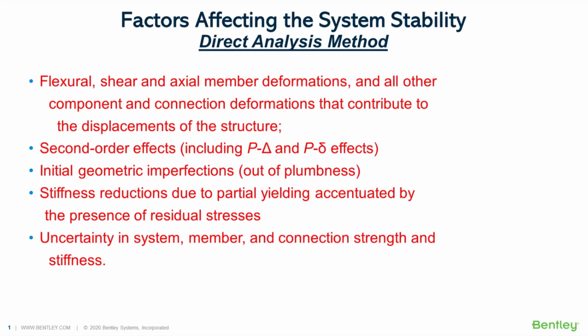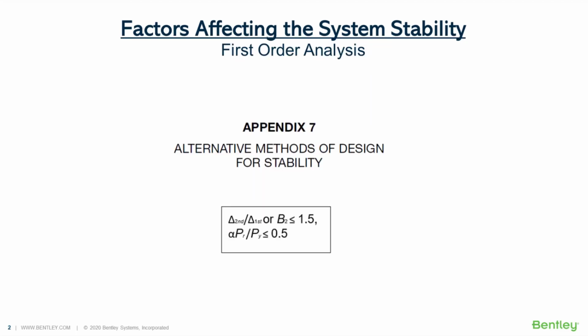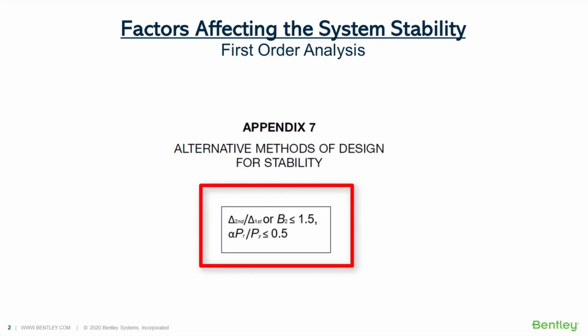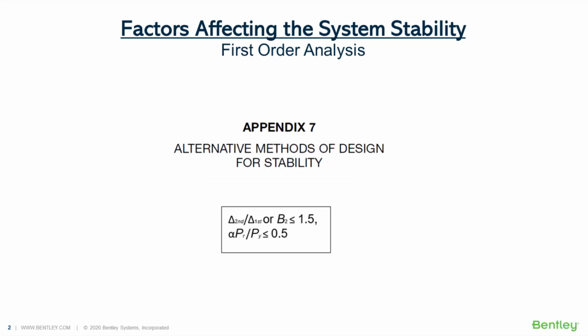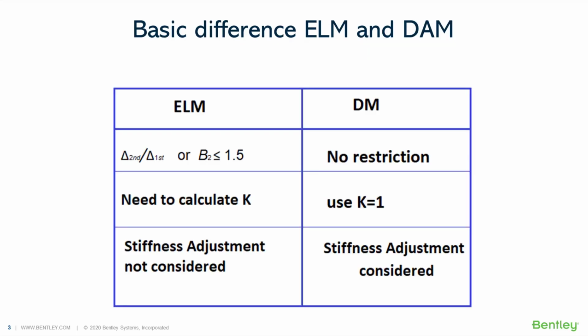There is another method which is known as the first order method, used only when the ratio of the second order drift to the first order drift is within 1.5 and alpha times P over Py is less than 0.5. So we will not discuss much on this method because this is just derived from direct analysis, and we can use direct analysis instead of that, because in direct analysis there is no such restriction. So now we will quickly see the difference between the direct analysis method and the effective length method.